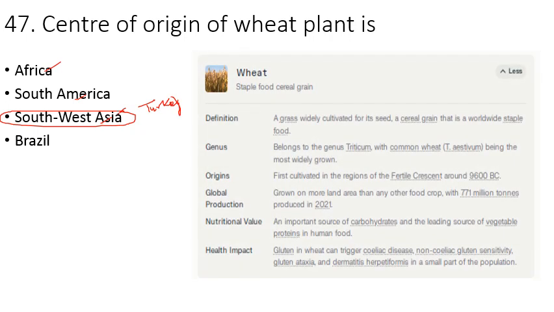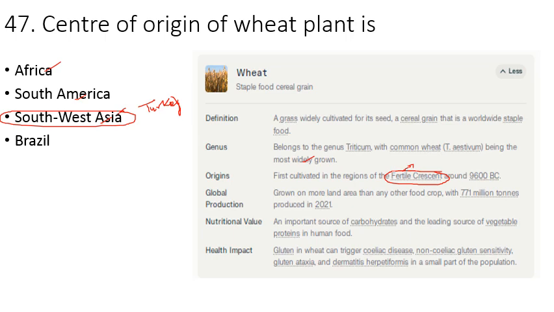If you talk about this wheat, it belongs to the grass family, that is Poaceae, and the genus Triticum. This is the modern wheat or bread wheat, which is widely used throughout the world. Its origin is considered to be in the Fertile Crescent, around 9600 BC. The Fertile Crescent includes parts of Iran, Iraq, Turkey, Lebanon, Syria, and Israel.